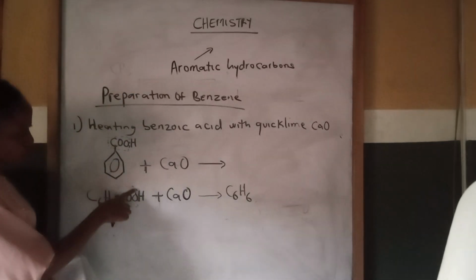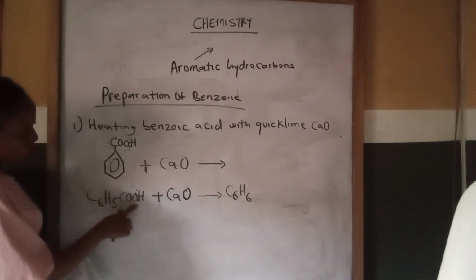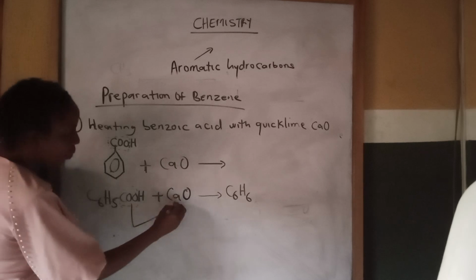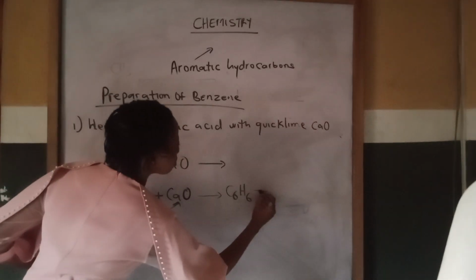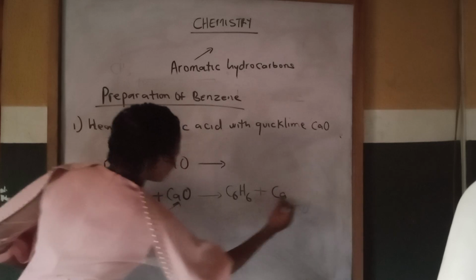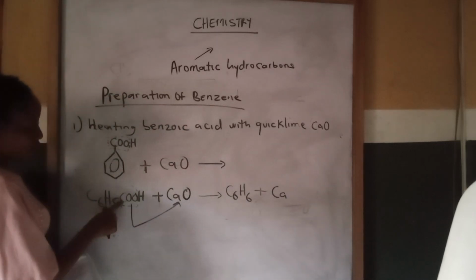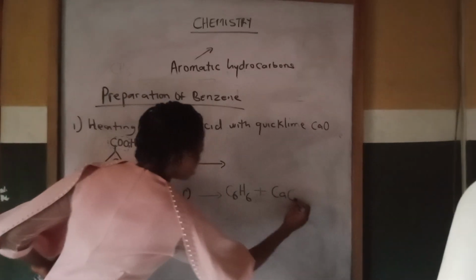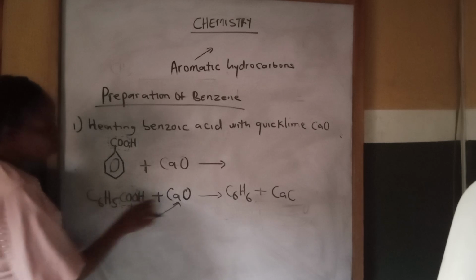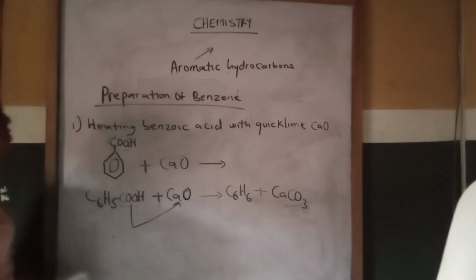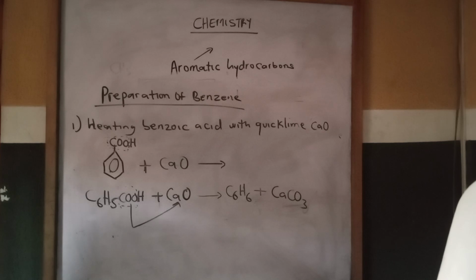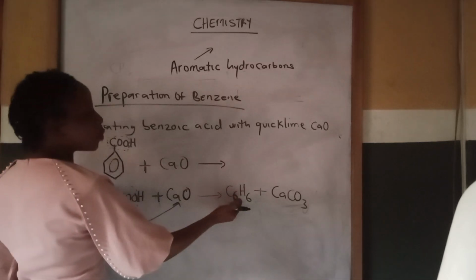C6H6. So remove COO. Then COO will now combine with what? With CaO to give us Ca, then followed by one carbon atom, C, then two oxygen here plus one oxygen here will give us O3. So it will give us C6H6 and CaCO3.